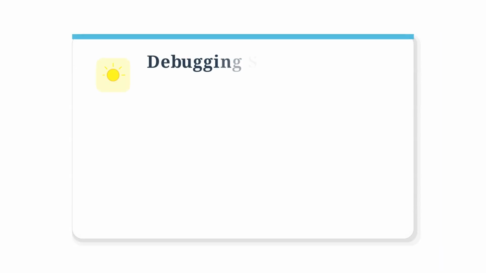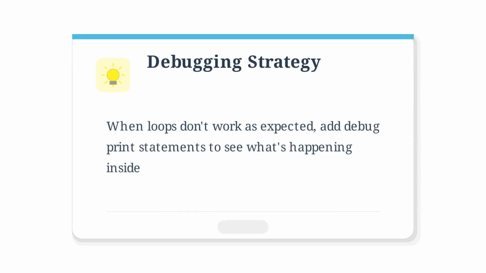A pro debugging tip. When loops don't work as expected, add debug print statements inside the loop. Print the loop variable and any changing values to see what's really happening.